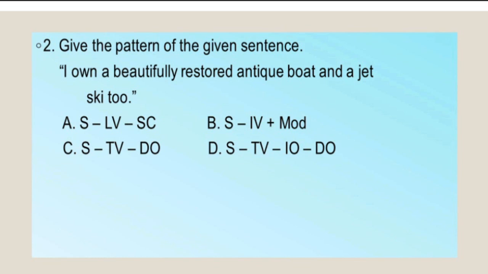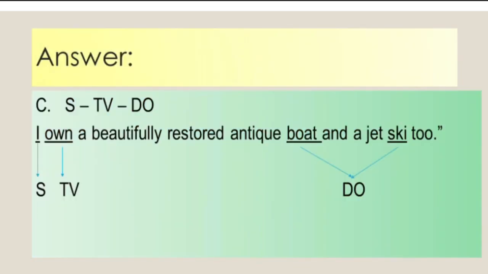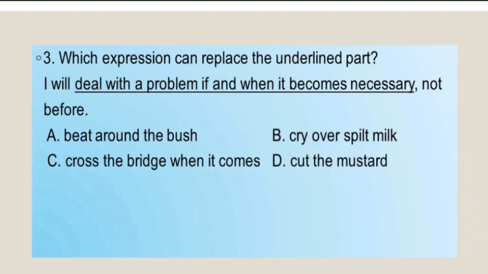I there is the subject. And own is transitive because it has a direct object. I own what? Boat and jet ski. So you see, the pattern in the sentence is subject, transitive verb, direct object. S, T, V, D, O. So that's option C.